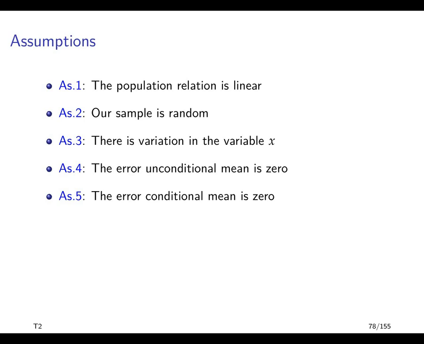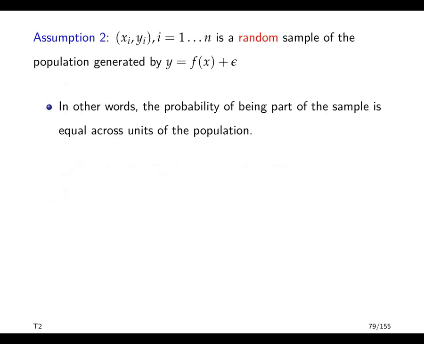But actually, let's go first to, not in order, but instead, let's study first number 2. Okay? Assumption 2 is that xi and yi that we have, okay, the individuals that we have selected to be part of our sample, are a random sample of the population generated by this population relation in there.